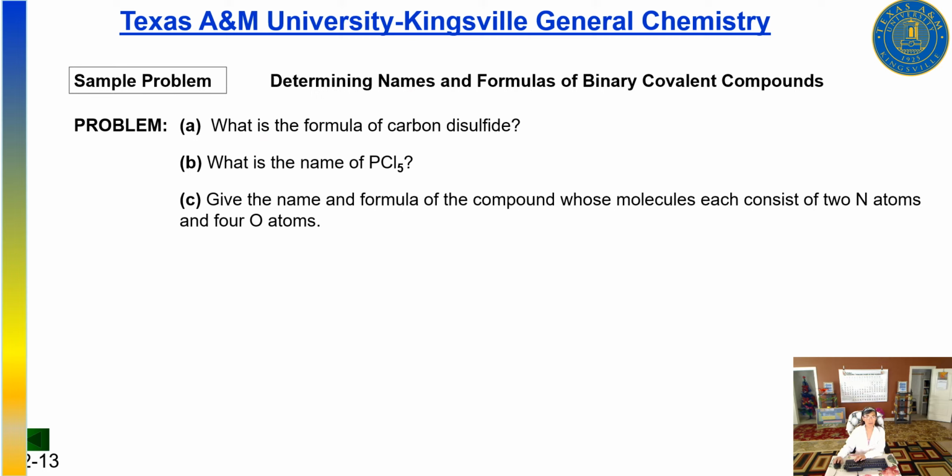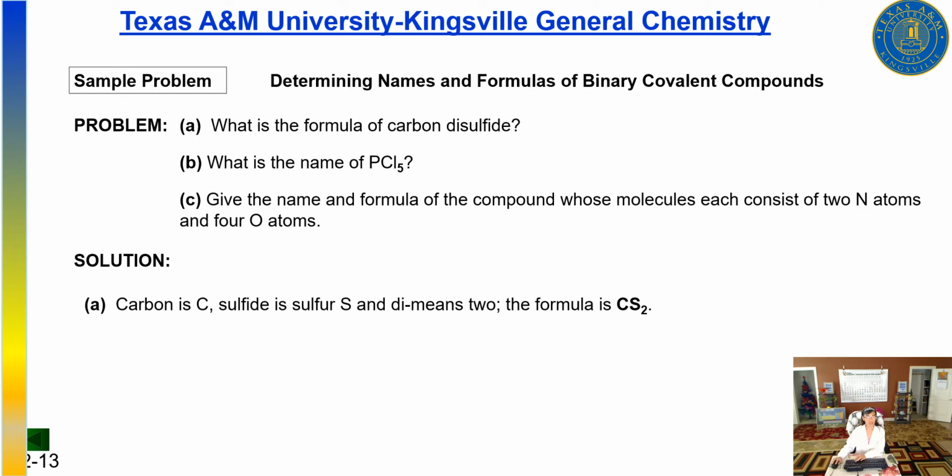Sample problems regarding determining the name and formula of the binary covalent compounds. Totally, we have 3 of them. Number 1, what is the formula for carbon disulfide? What's the name for PCl5? If you are given the name and the formula for the compound, whose molecule consists of 2 nitrogen, 4 oxygen atoms?